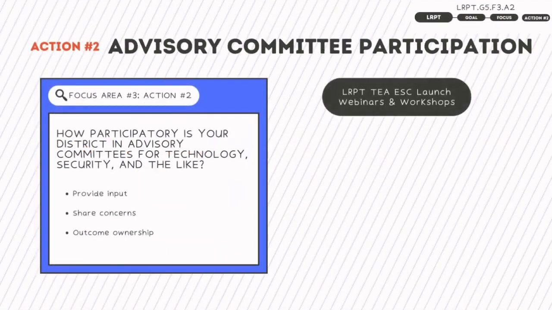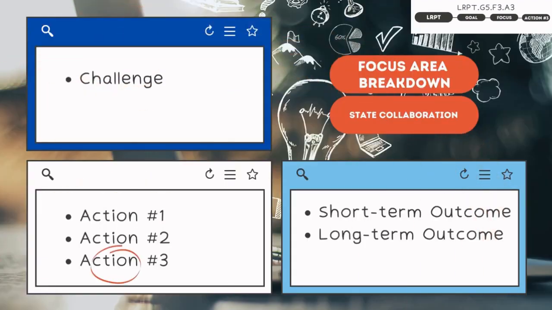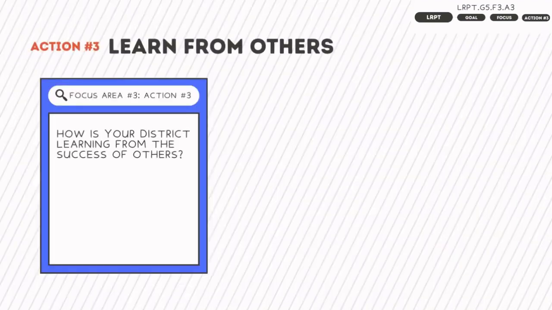Also, plan to attend the LRPT, TEA, ESC launch webinars and workshops, both in person and online. Use the resources below to guide you on progressing with this action step. Now, let's move on to action number 3. Action number 3 for state collaboration is to learn from others' successes. How is your district learning from the success of others?